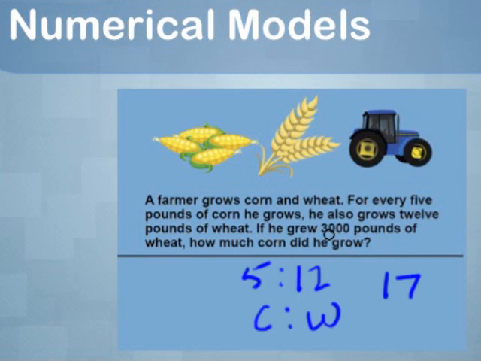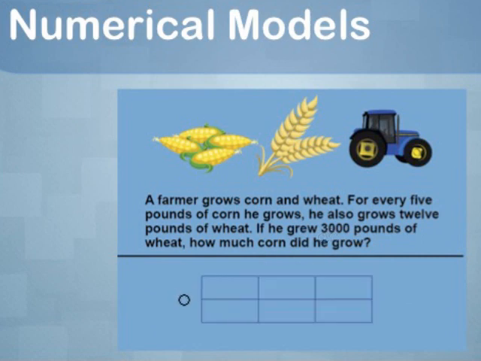But we can use a variation of the ratio table, but one that uses multiplication. Here is the table. In the first column, we label the items C for corn and W for wheat. In column 2, we write the basic ratio, 5 to 12. We know that the new value for wheat is 3,000. So we add it here to the table.